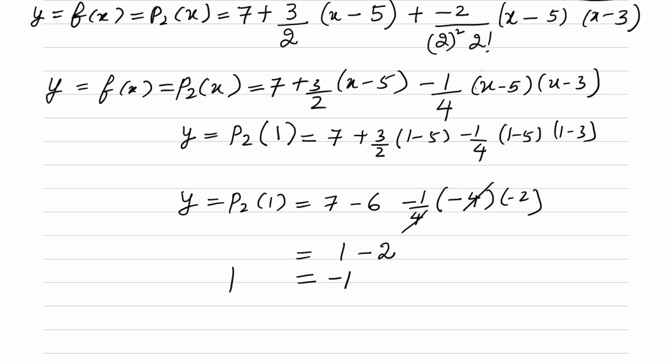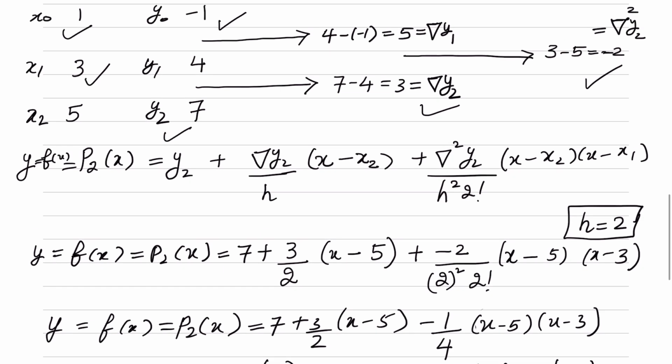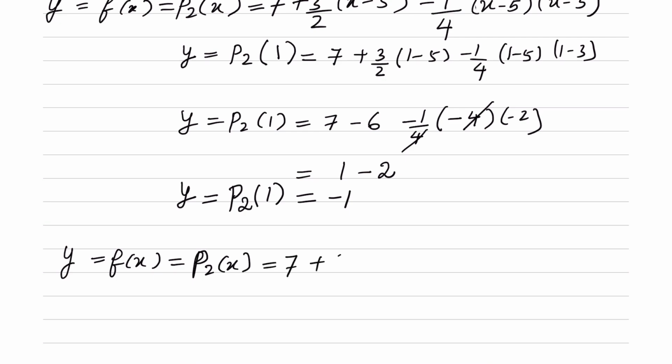So you can see that when in the place of x you plugged 1, you got the y value as minus 1. The same way you can verify that if in the place of x you plug 3, x3, you should be getting y as 4. The same way if you plug 5, you should be getting the y value as 7. So we have the polynomial constructed by using the backward differences method, which is 7 plus 3 by 2 into x minus 5, minus 1 by 4 into x minus 5 into x minus 3.